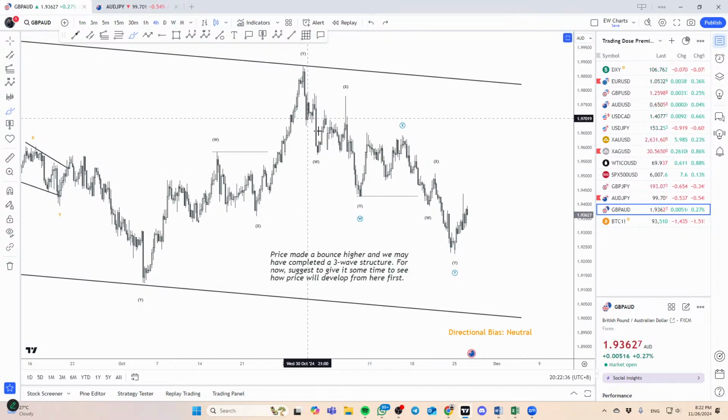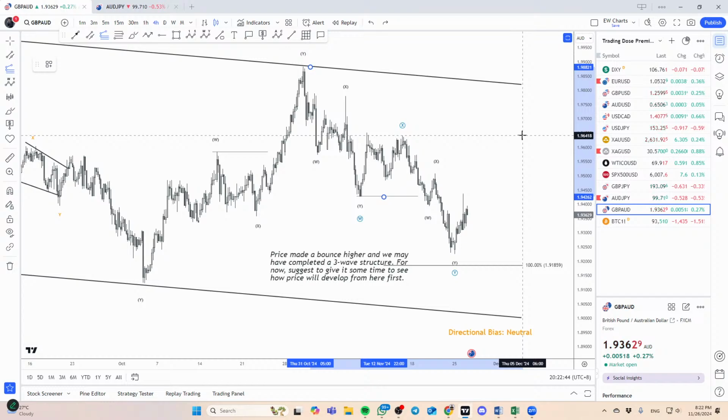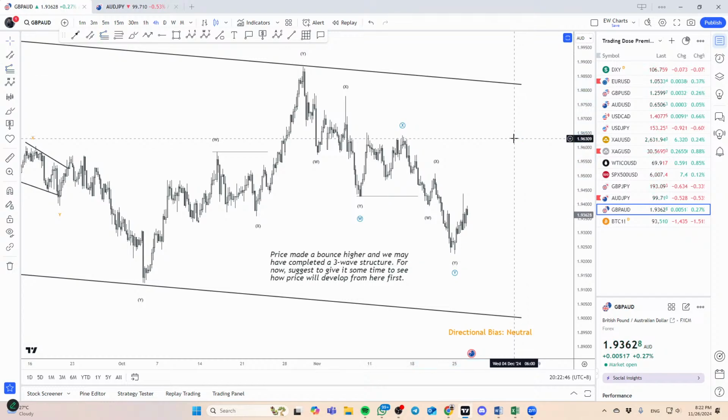Okay, yeah, so that's the context part of things, right? Fib side, we haven't really tagged the minimum fib. We haven't really tagged the 100%. But we are not needing price to tag the 100% all the time, right? We have a clear structure of WXY, then WXY. Potentially this can be a completed cycle, so I'm just going to be neutral for now.